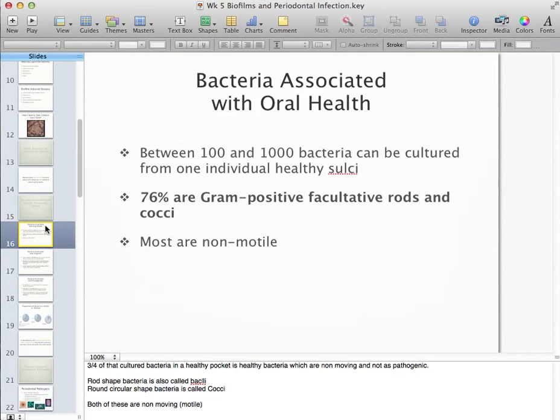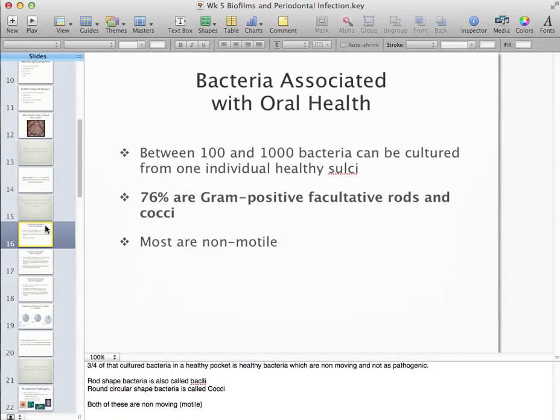76% of the bacteria in a mouth can be gram-positive, facultative rods, and cocci. Most are non-motile or non-moving. And again, that's because gram-positive is non-moving. So most of the bacteria in the mouth is friendly bacteria that doesn't move, that can live in both oxygen and non-oxygen places. So basically, I'm going to summarize that again so it makes sense. Three-quarters of the bacteria in a healthy pocket is friendly, healthy bacteria that's non-moving and not pathogenic.